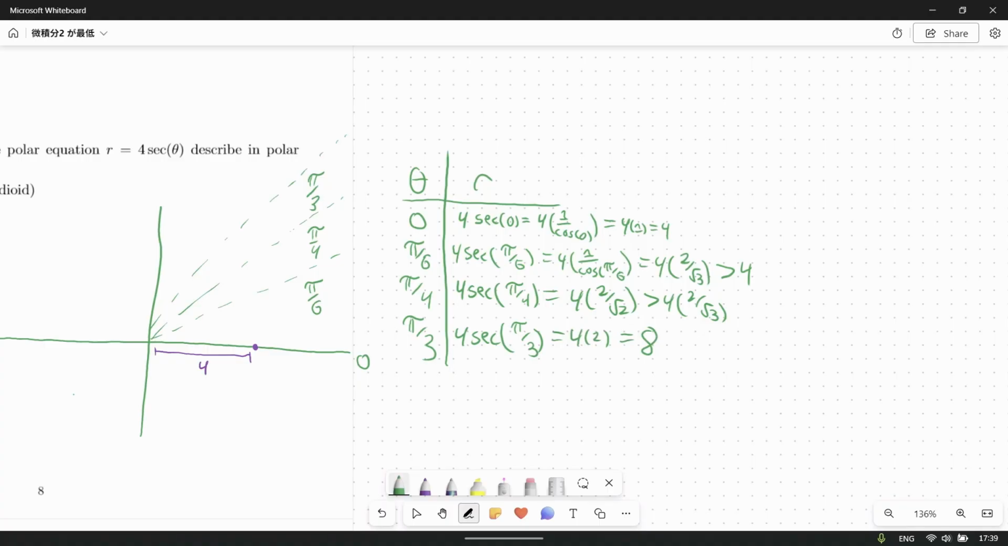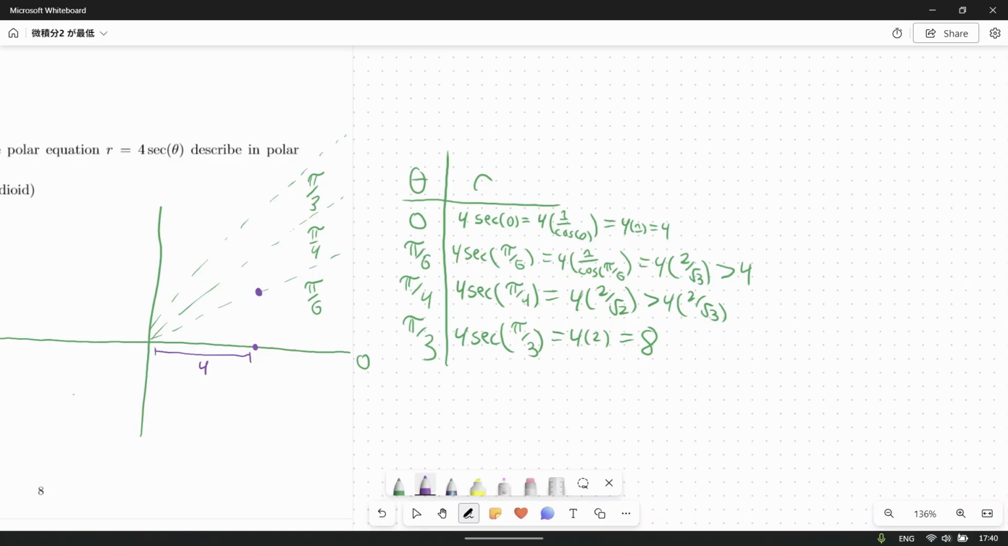And so each of these values is bigger than the previous one. Starting at the theta equals 0 case, in the case of pi over 6, 4 times 2 over root 3 is going to be somewhere around here. And then it's going to angle up, and once we've accounted for the theta angle, you're going to find that it's directly above our previous point here. So we're going to have a point here like this.